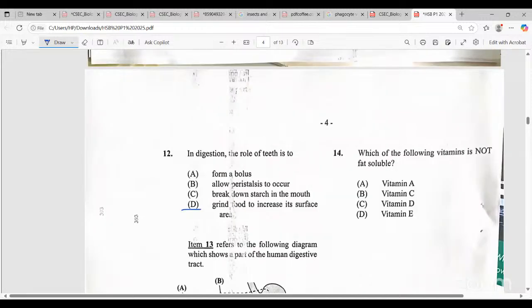14, which of the following is not fat soluble, right? Vitamin C, right, is actually water soluble.